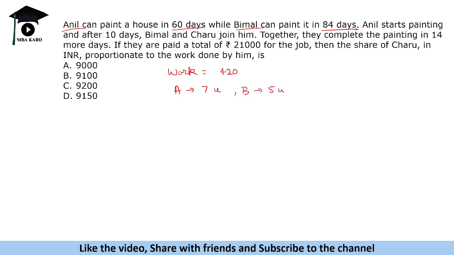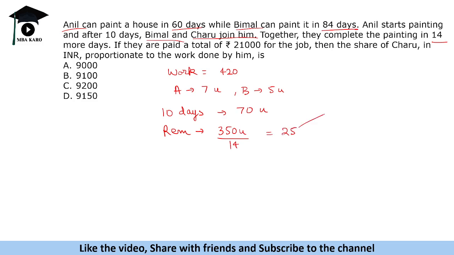So Anil will do 7 units and Bimal will do 5 units. Anil starts painting, and after 10 days, Bimal and Charu join him. So in 10 days, 70 units are done. Now Bimal and Charu join him, so Anil is not leaving. All of them are working together. They complete the painting in 14 more days. So in 10 days, 70 units are done. Remaining painting is of 350 units, and it is done in 14 days. If we divide by 14, we get 25 units per day.